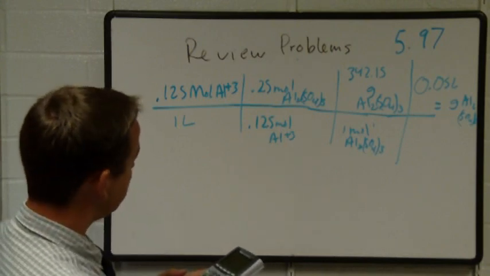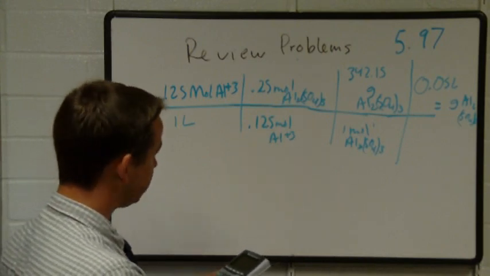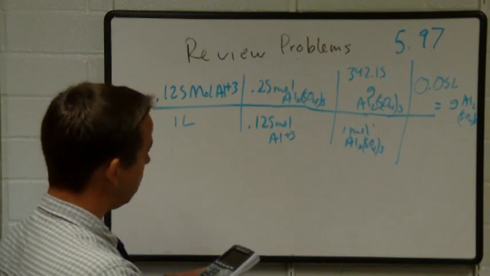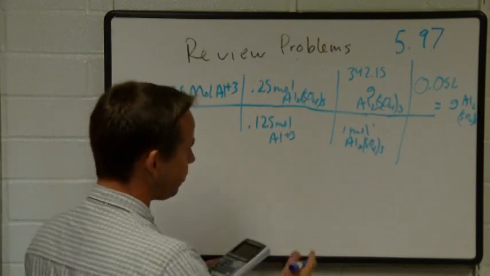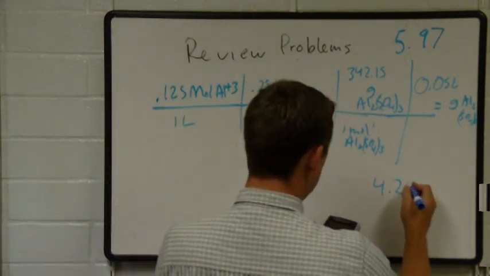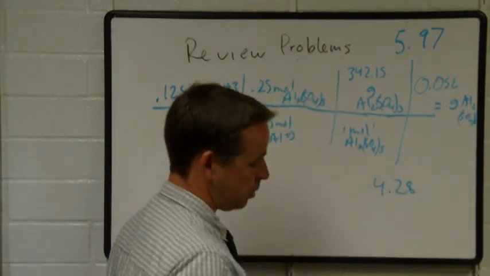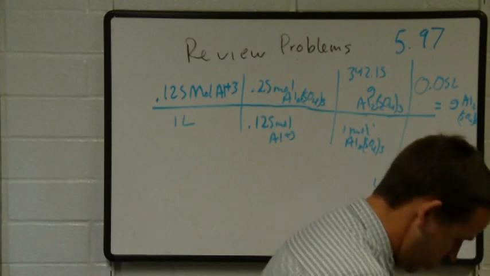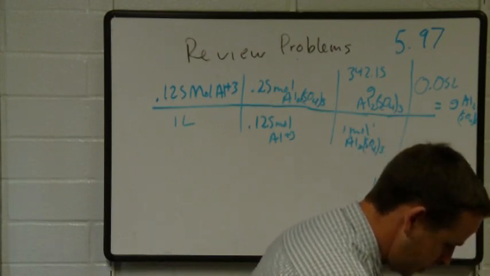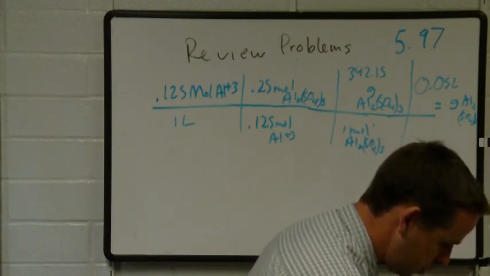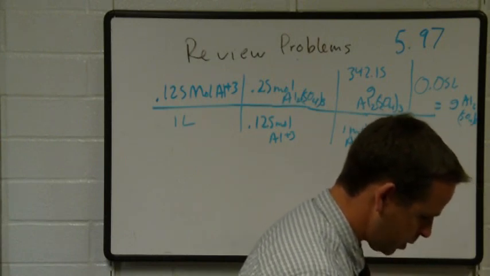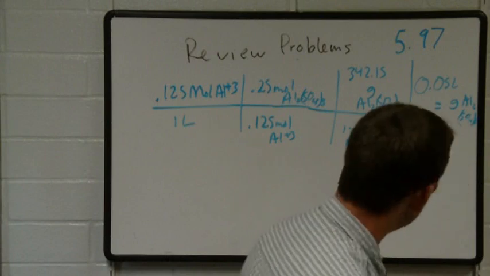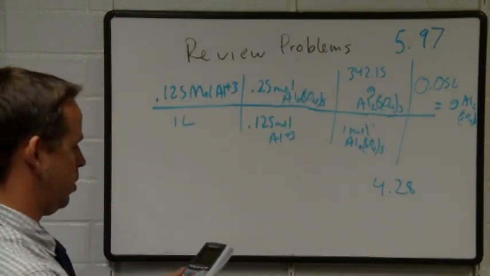Times 342.15 divided by 1 times 0.05. So I'm looking at 4.28 grams of aluminum sulfate. That's right. All right, so that's 597. We missed it. What did we miss? Let's try that again.